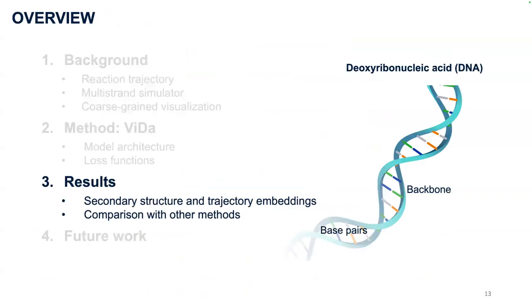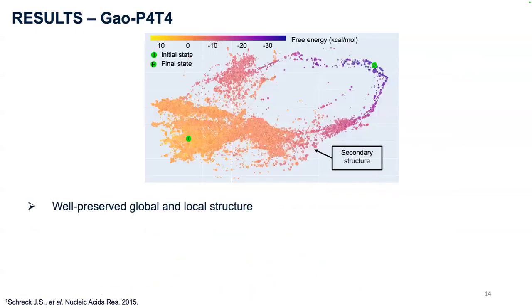So now let's take a look at the results. This plot shows the embedded secondary structure state space. In this plot, each circle represents a secondary structure, and the color of the circle refers to the corresponding free energy. The initial and the final states are highlighted by the green blobs. From this plot, we can see that the states' embedding follows a high to low energy trend from the initial state to the final state.